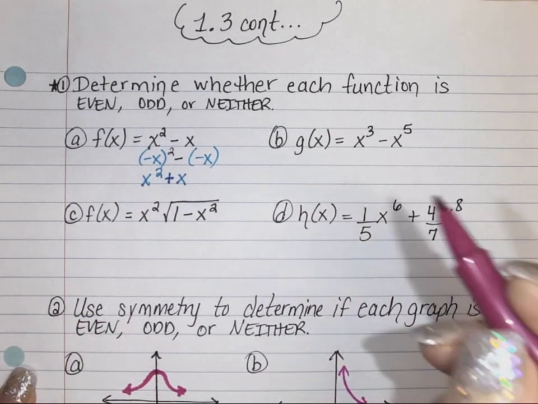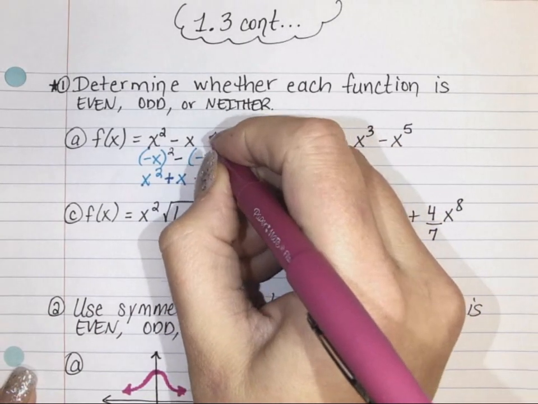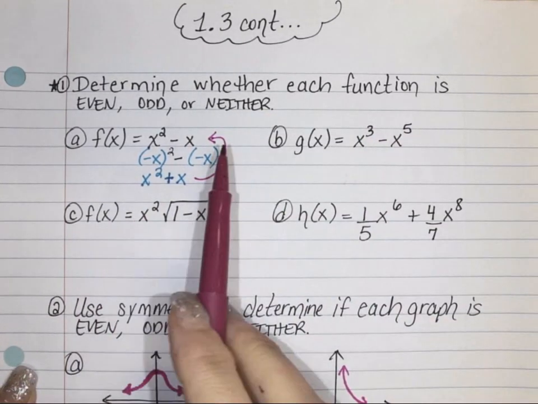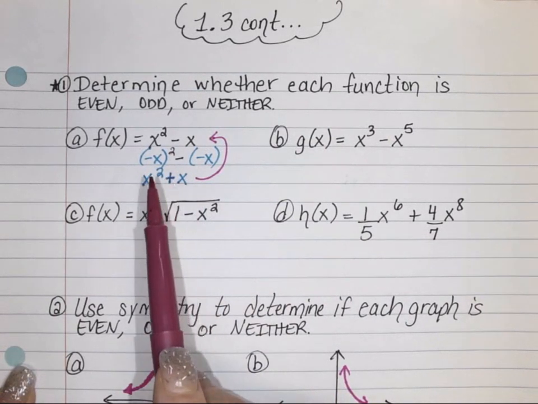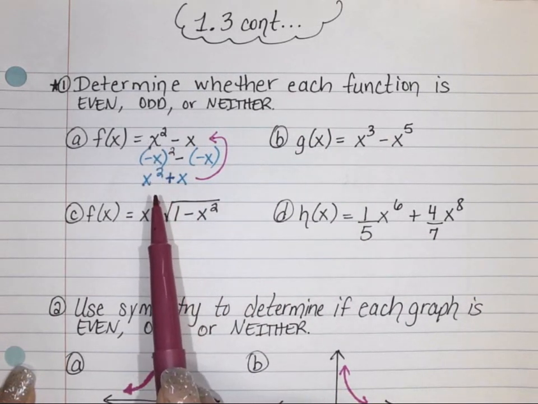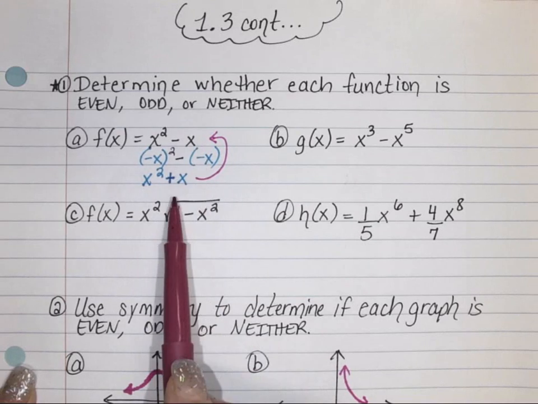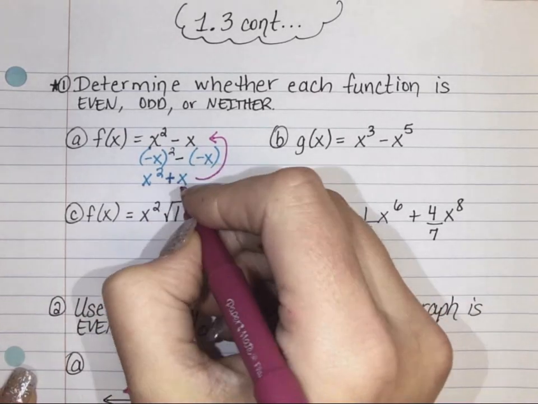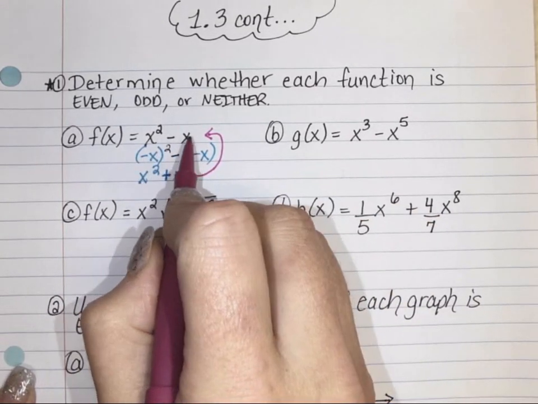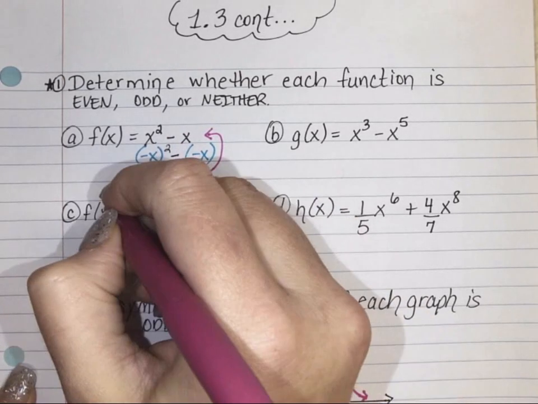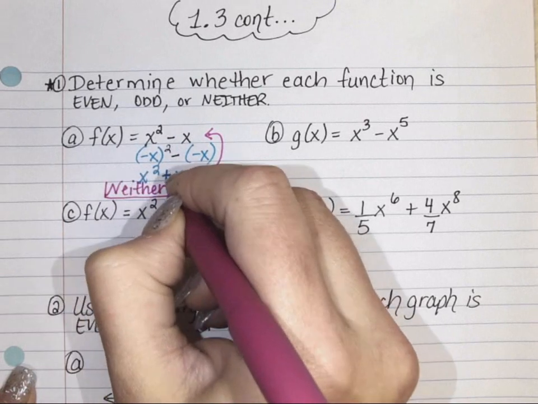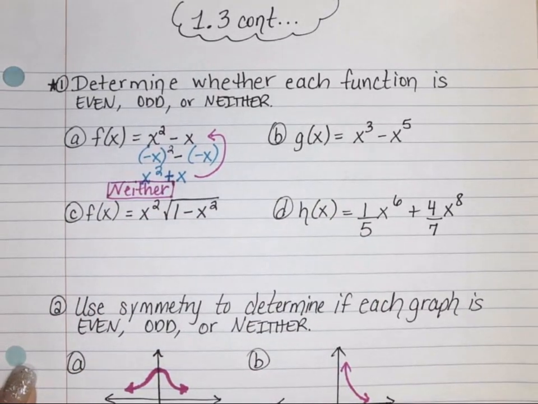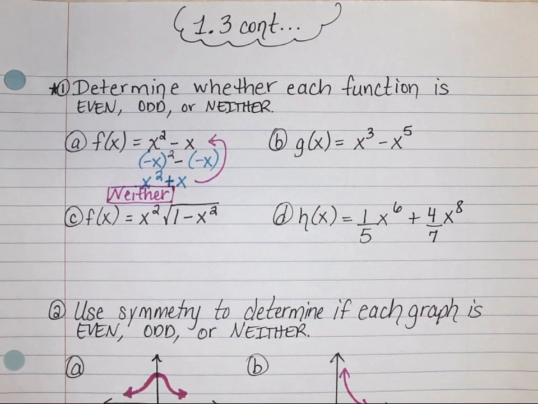So then you compare this to your original. And of course, all of it did not stay the same. The x squared did stay the same. However, the -x changed to a positive x. So all of it didn't change, all of it didn't stay the same. This is neither. You'll see in a minute, hopefully, a shortcut to help you figure this out.